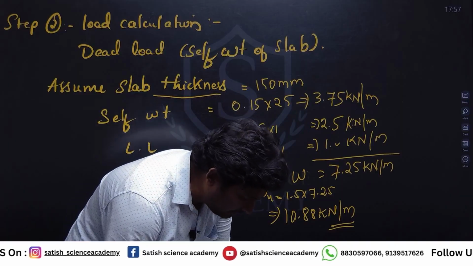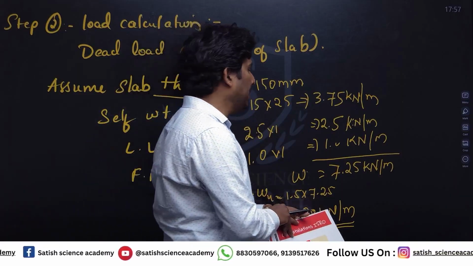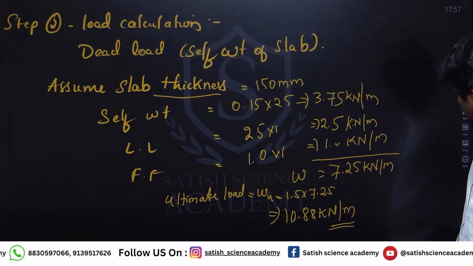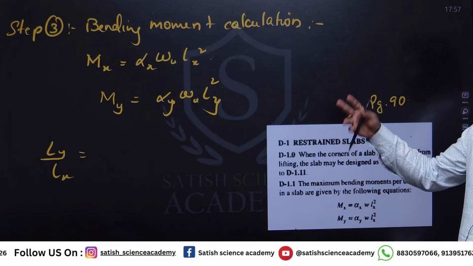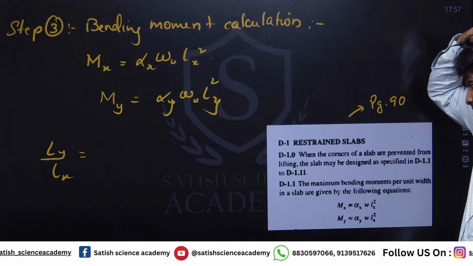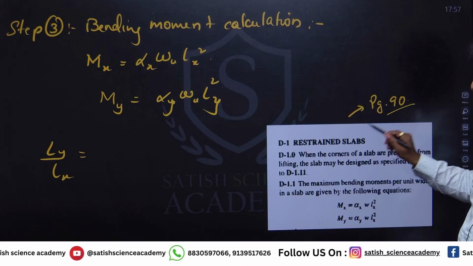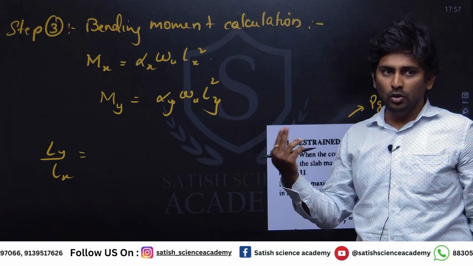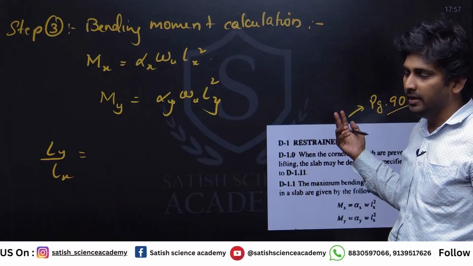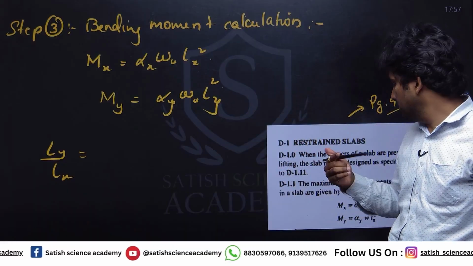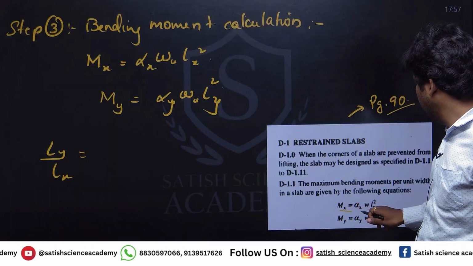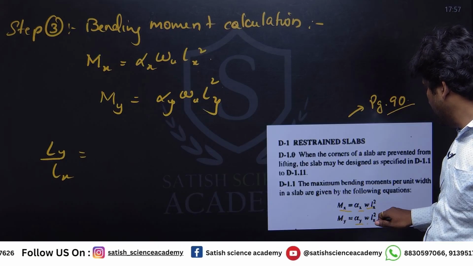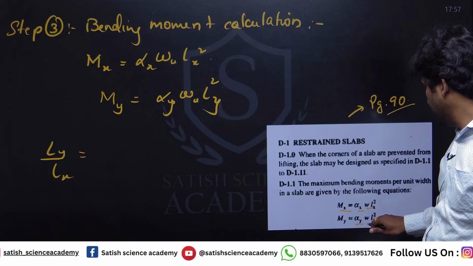So now next part is calculation of bending moment. Load we got, effective lengths are given, Lx and Ly. So the next step is calculation of bending moments. That bending moment is given on page number 90 for two-way slab as Mx and My. Two moments will be coming. There will be no distribution bars here. There will be main reinforcement on both sides. So that is Mx is alpha x and alpha y, that is W Lx square and W Ly square.